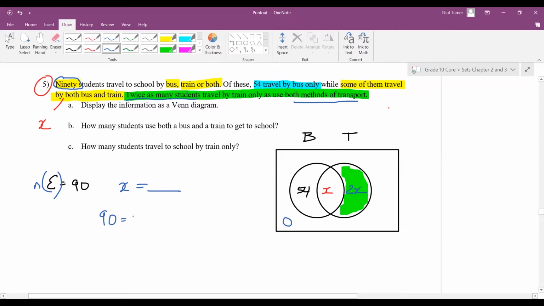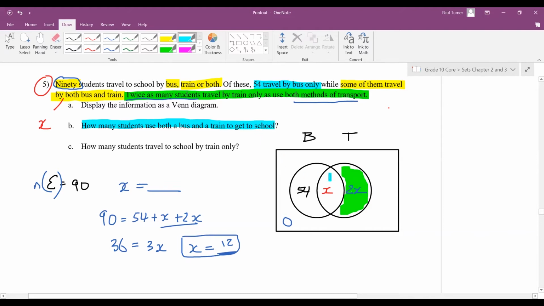So 90 equals 54 plus X plus 2X. So what do you get then? 90 minus 54, 36 equals 3X. So what is X then? You see, we can get it now just by dividing by 3. So 3 into 36 is 12. So if you read the question, how many students use both bus and train? Well, that's in here. So that's the answer to B.